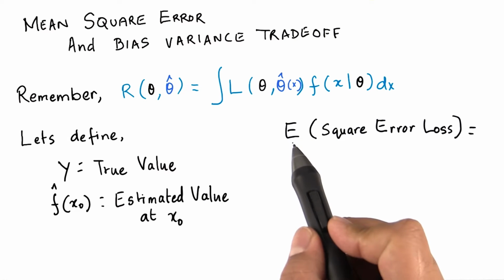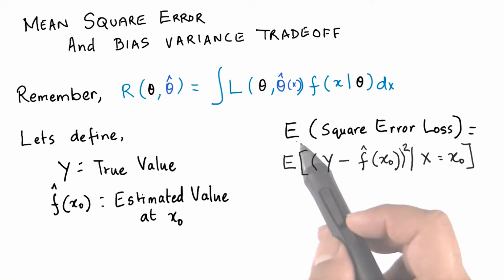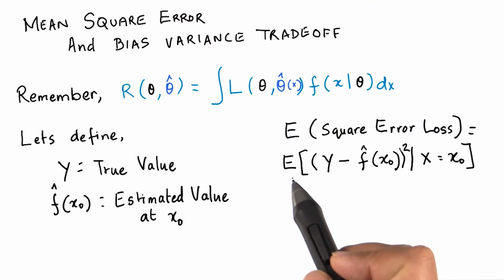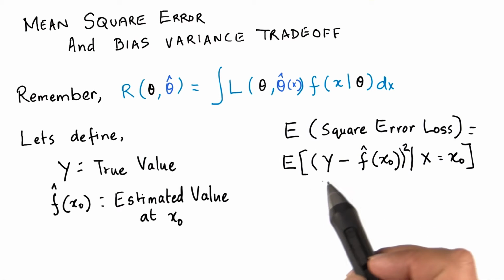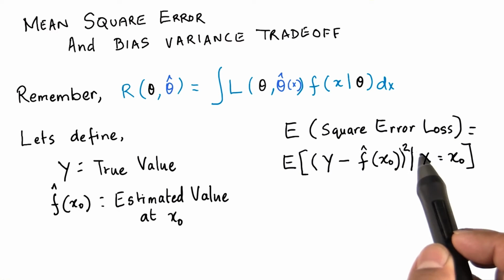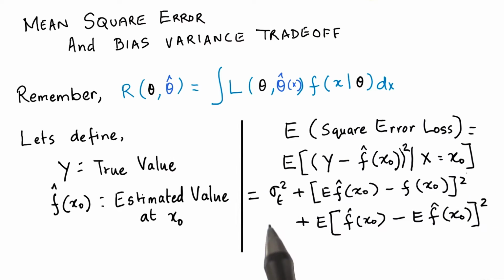We can now calculate the expectation value of the square error loss. The expectation value of the square error loss is given as the expectation value of this expression in here, which is the true value minus the estimated value at x naught squared evaluated at x naught. We can now work out this expression and you will get the following expression. This term here is the irreducible error. This term here is the square of the bias, and this term here is the variance.